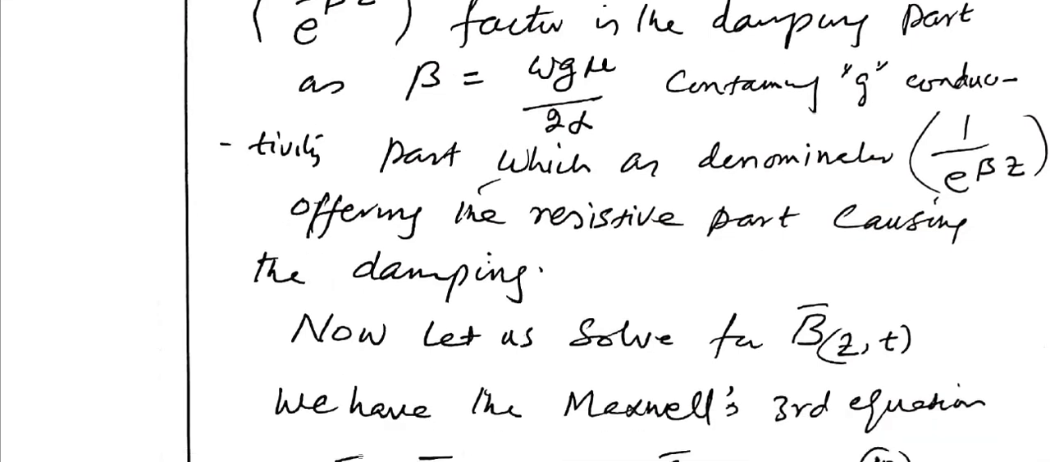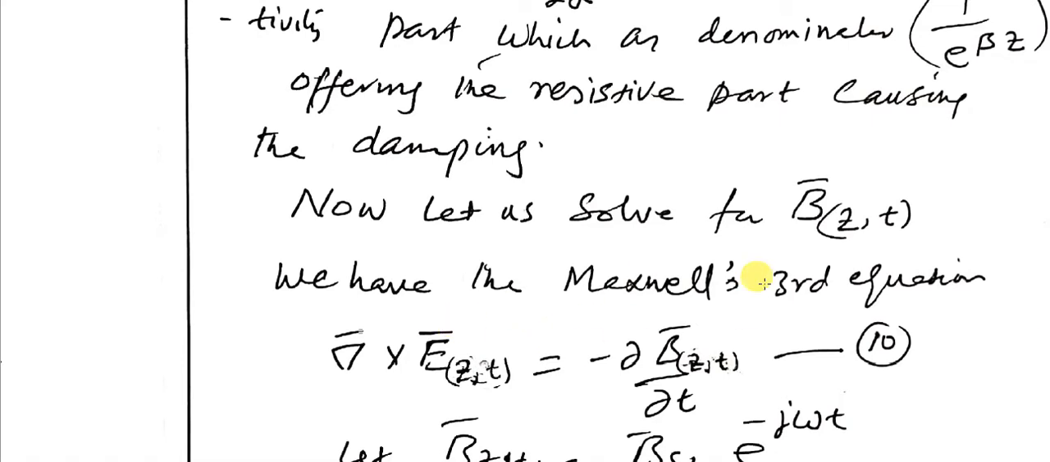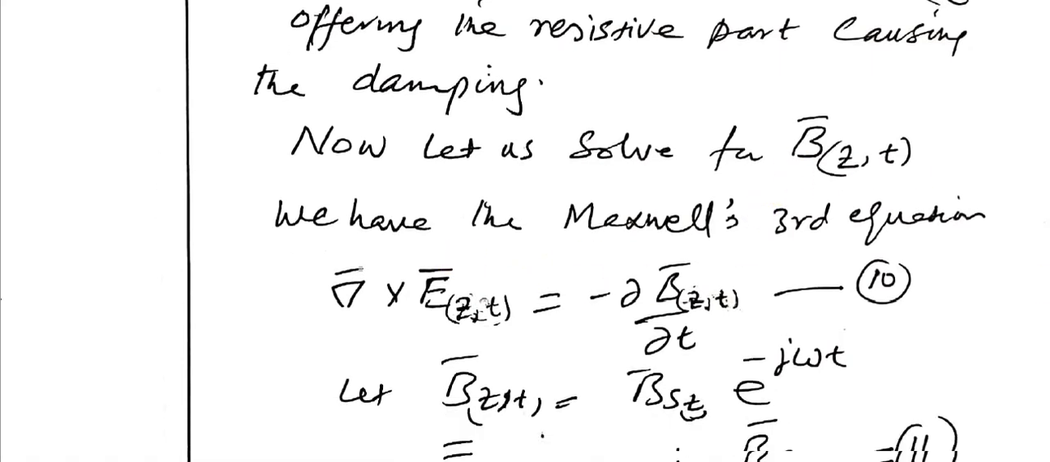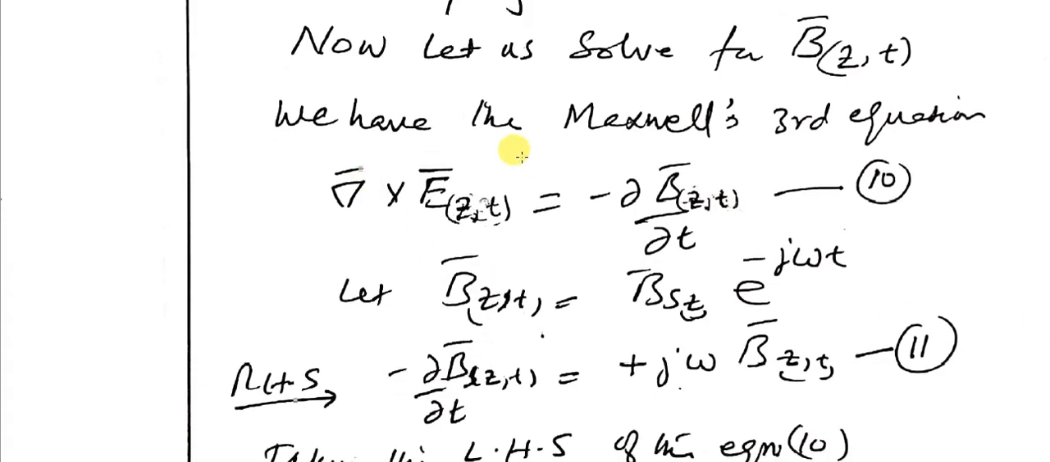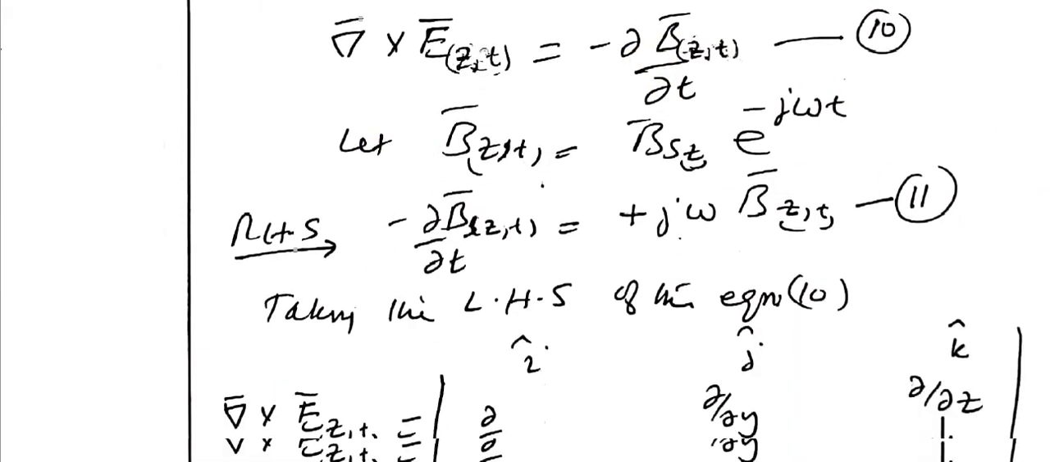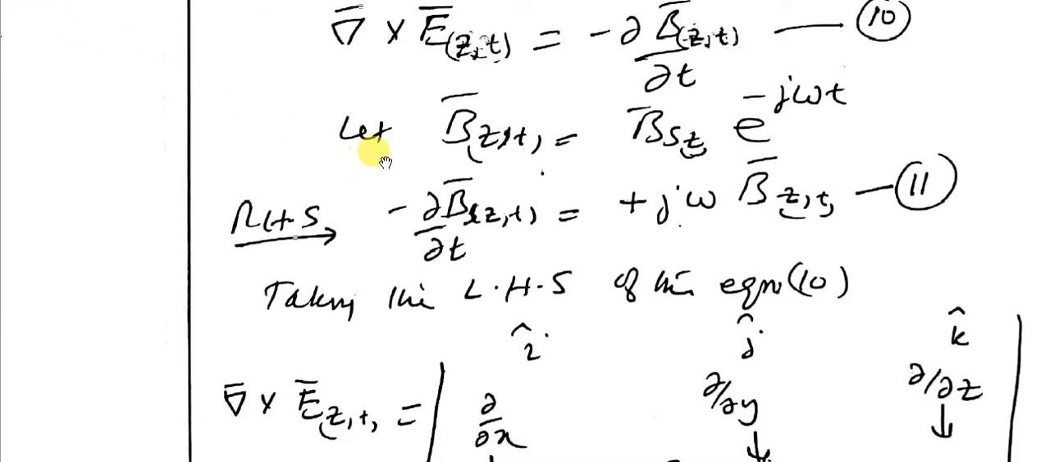Now let us solve for the magnetic field part, the B field function. We have Maxwell's third equation, curl of E is equal to minus delta B by delta t. So again, considering B as a function of space and time, z and t, B of z e to the power minus j omega t, taking the differential of B along with the negative sign, we multiply both sides, and we get j omega B of z, t, which is equation number 11.